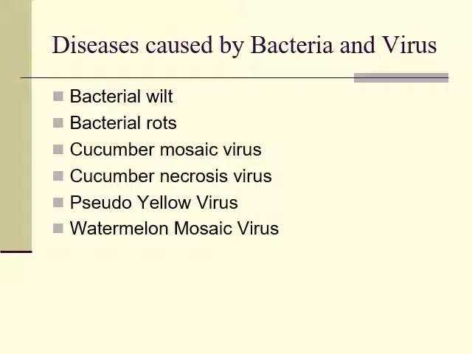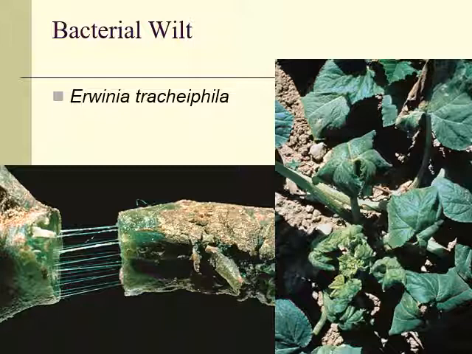All right, I got a few slides left to talk about bacterial and viral problems with cucumbers. Bacterial wilts, rots, cucumber mosaic virus, cucumber necrosis virus, pseudo yellow virus, watermelon, there's all kinds of them. Viruses are particularly challenging. But starting with bacteria, we did talk about this in your other crops class, with Erwinia, right? With succulents, especially how they like their stems. Well, they like cucumber stems too.